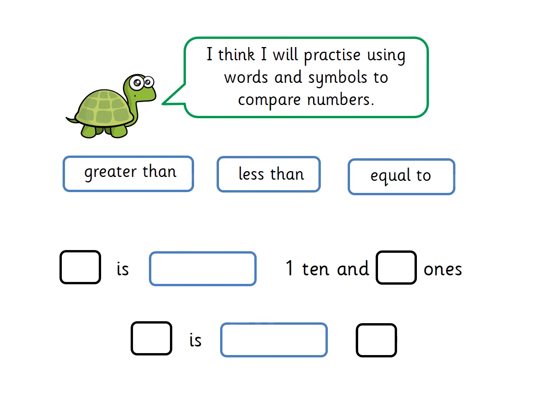Or I could change it and I might put 12 is less than 1 ten and 3 ones. Because 1 ten and 3 ones I know is 13, so 12 is less than 13, and then along the bottom 12 is less than 13. Or I might choose 18. 18 is equal to 1 ten and 8 ones. 18 is equal to 18. So you can pause this and you can have a practice using cubes, counters, toys, whatever you've got at home, Lego to help you, and you can practice doing more than, less than, equal to, and remember those tens and ones.